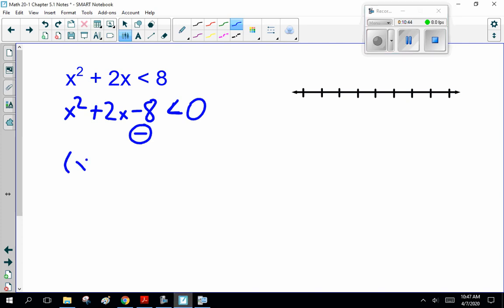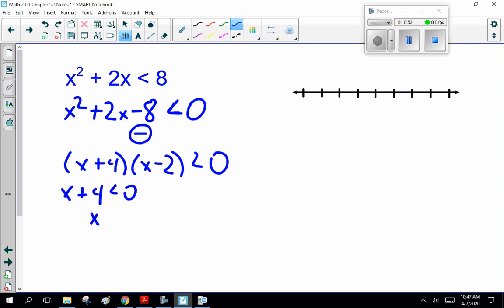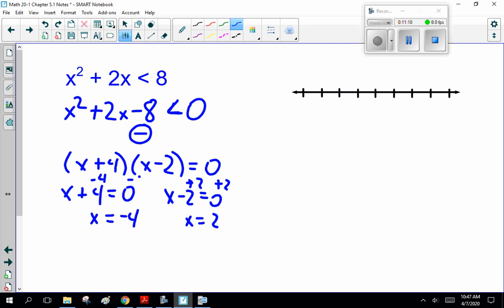Okay, so this is x plus 4 times x minus 2 is less than 0. Actually, I don't want to use the less than. Let's make it equal to 0, sorry, to find our critical points. x plus 4 is 0, so x is minus 4. x minus 2 is 0, add 2 to both sides, it equals 2. So I have minus 4, 3, 2, 1, 0, 1, 2. So I got my two critical points.